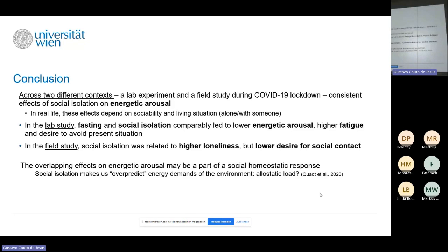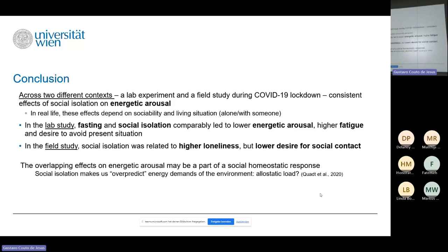So basically, if I have access to it, then, oh no, I need food, I run to the fridge, I open the food and I eat. But if I don't have access to it and I know it, maybe the best thing to do is to just lower the activity and feel tired, because the organism cannot spend too much energy. And this is what we think is happening in social isolation.